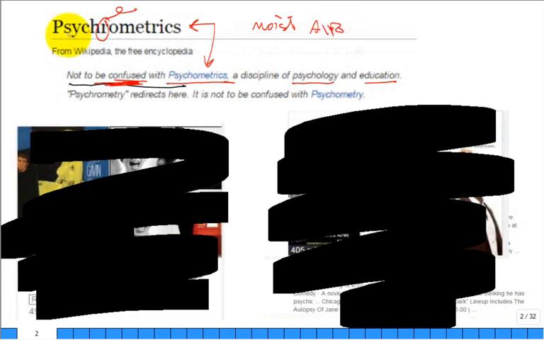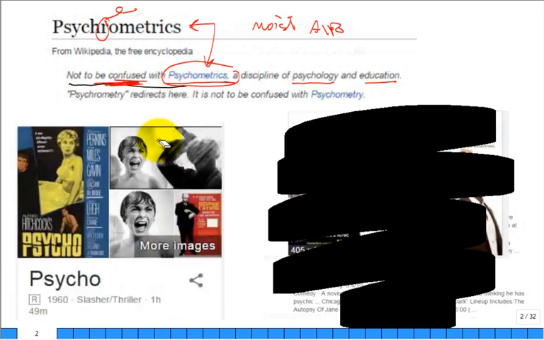The other thing is sometimes they'll abbreviate. If you abbreviated psychometrics, it would be abbreviated psycho without the R, psycho. And then you might think, uh-oh, we got a 1960s slasher thriller movie. Don't get confused here. We're not talking about movies and psycho. But a lot of people don't want to say psychrometric, so they'll say the psychrometric chart or the psycho chart. It sounds like a sick, mentally deranged chart, but it's not.